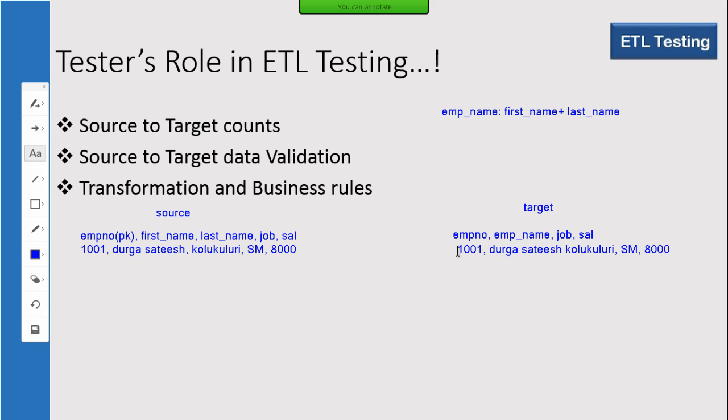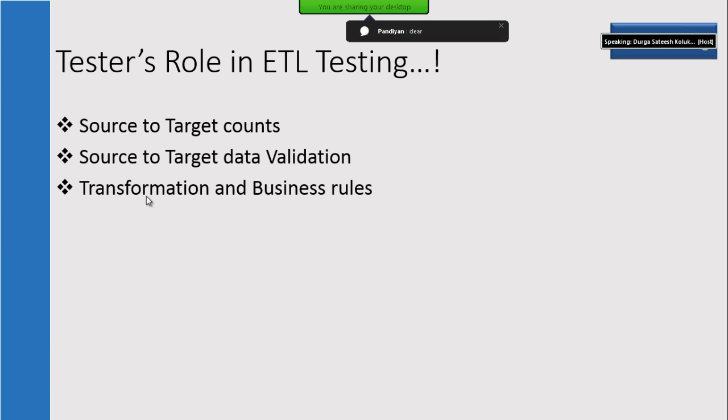So as a test engineer, we have to evaluate this data. It is our responsibility to check whether the business rule around the column emp_name is properly implemented. We have to test it. It is our role in ETL testing. So, clear with this? Any question about transformation and business rule? All right, fine.